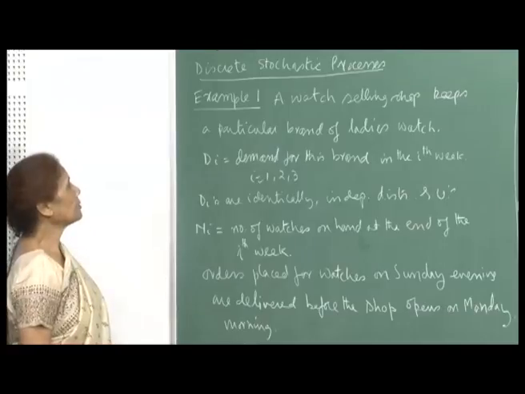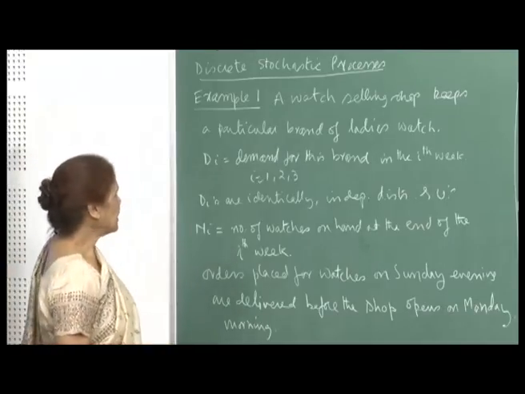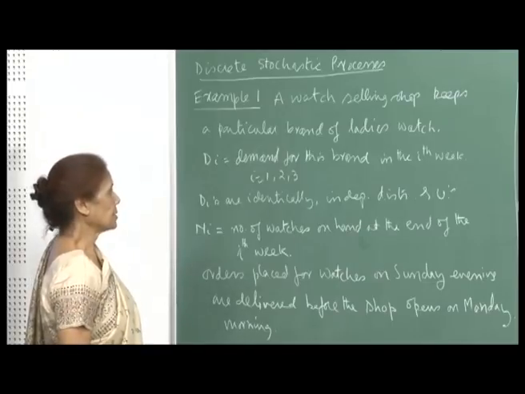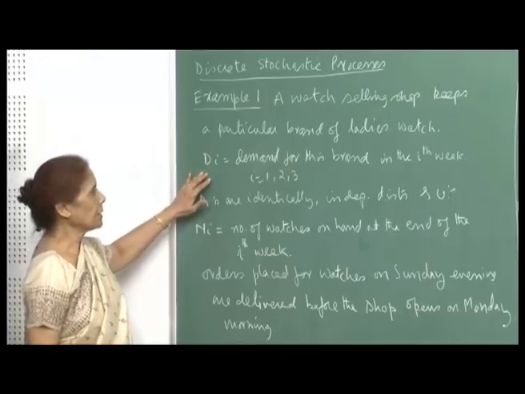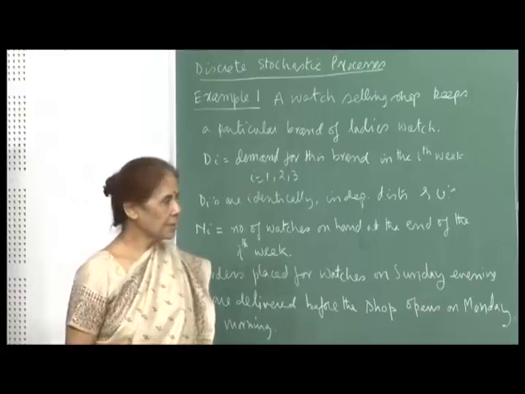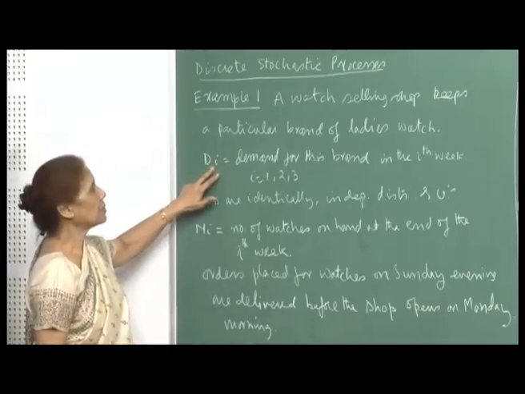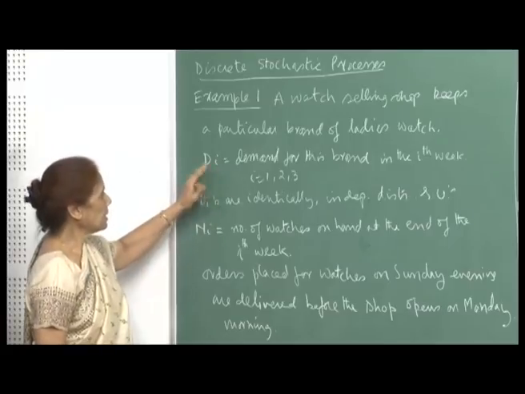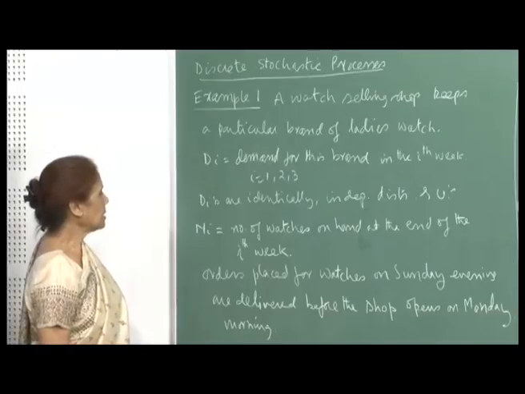Now, let us just look at one example. A watch selling shop keeps a particular brand of ladies watch, and let Di denote the demand for this brand in the ith week. So, let us just say that our planning horizon is 3 weeks, and so D1 will be the demand for this particular brand of watches in the first week, D2 in the second week, and D3 will be in the third week.